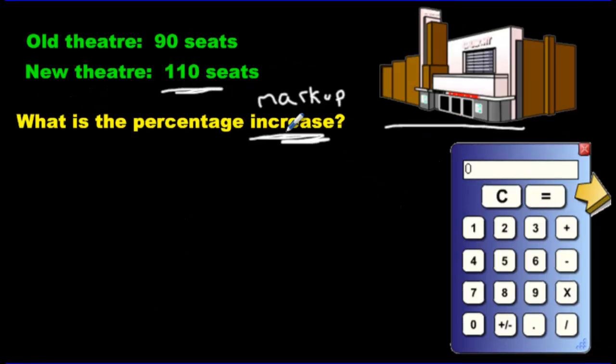Now we go to the movie theater question. How much is the markup? From 90 to 110, look, 110 minus 90, I mean, a lot of you can do this in your head, is 20 seats. They've increased the theater size by 20 seats. So we've got a markup of 20 seats.